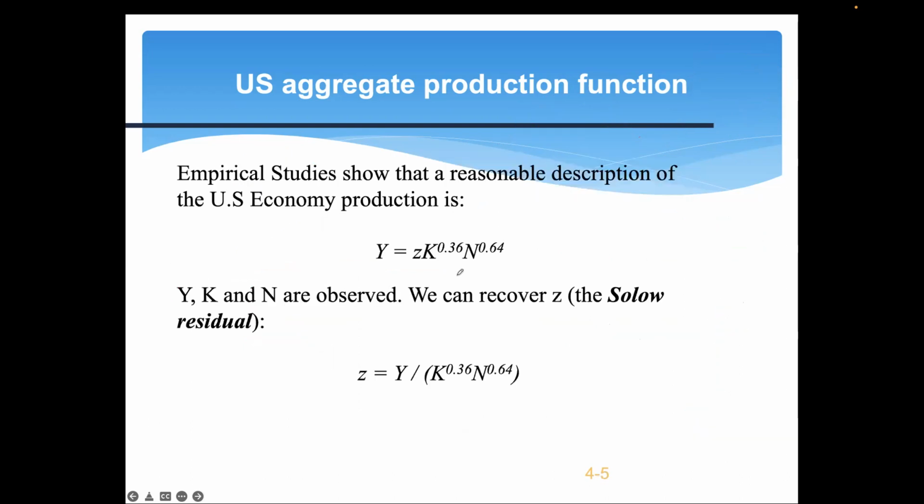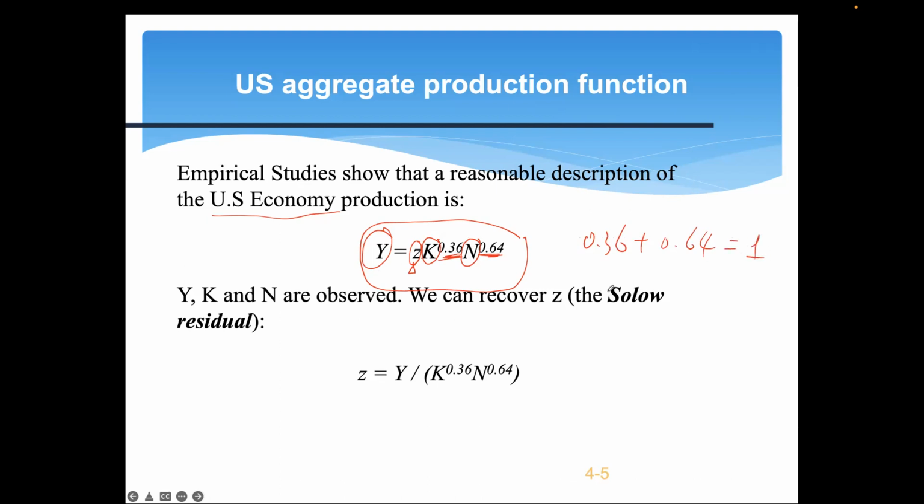Let's go to the F function. Based on those data and more intensive study of our macroeconomy, we find this is probably the best description of how the U.S. economy produces goods. How do we understand that? Y is going to depend on three factors. Z is obvious, it is technology, or TFP to be precise. K is capital. N is labor. And here, first of all, these powers add up to 1: 0.36 plus 0.64 equals 1.